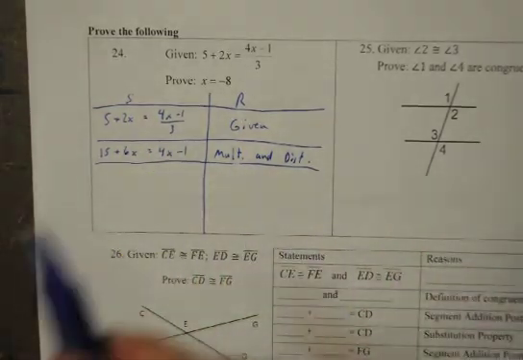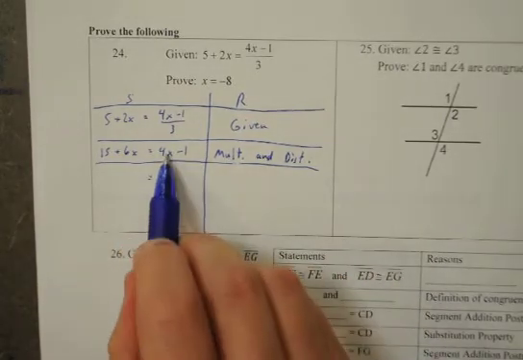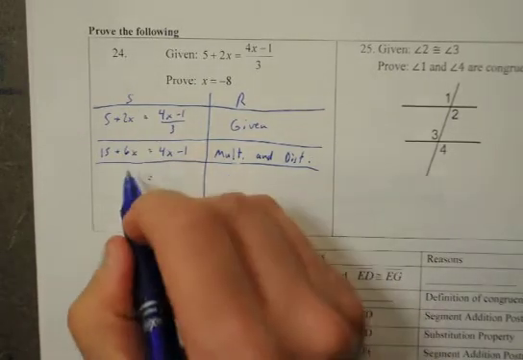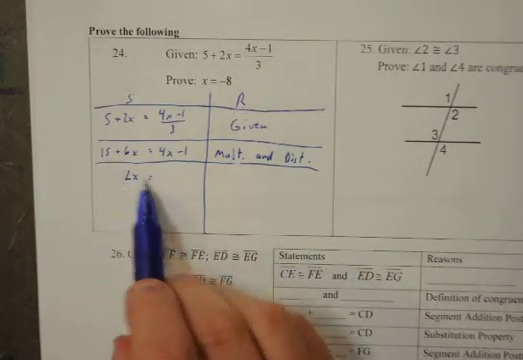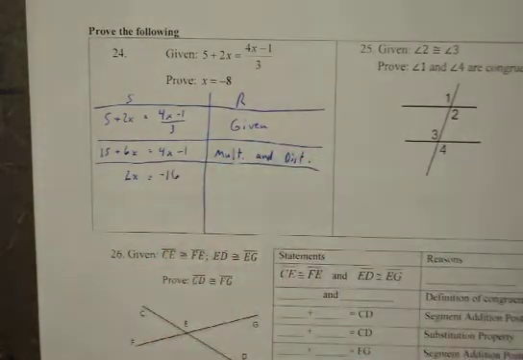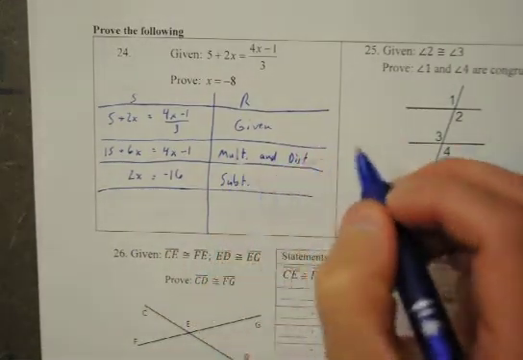And then from here, I'm going to bring the 4x. I'm going to subtract the 4x. And I'm going to take the 15, and I'm also going to subtract it. So I kind of did 2 steps in one there as well, didn't I? I did like subtraction, but I did it twice.